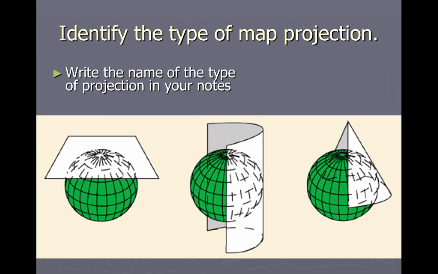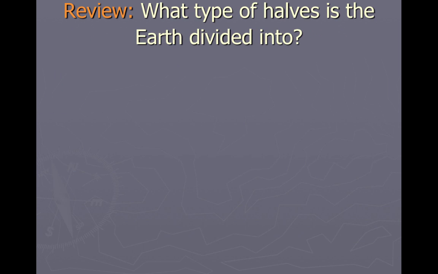So you should be able to identify these types of map projections. So if you need to, do a sketch, but write the names down in your notes.